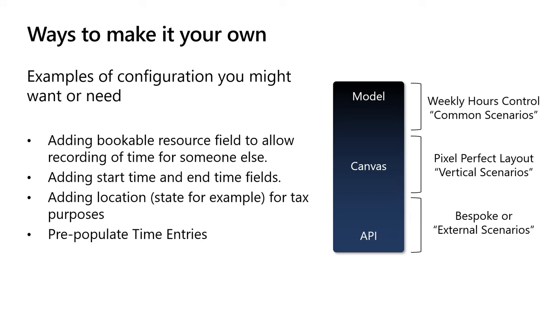We think of this in 3 ways. We have our weekly hours control, which is targeting common scenarios, such as a header field and hourly entry over a week. We have a canvas scenario where these are more vertical scenarios where your scenario is not catered for by our hourly week control. Perhaps you want to enter time at a week level. Perhaps you want to add additional data around the time. And then we have API access as well for bespoke scenarios. We have external systems. These are the areas of extensibility within time and the focus area of what we're building when we build features for time.